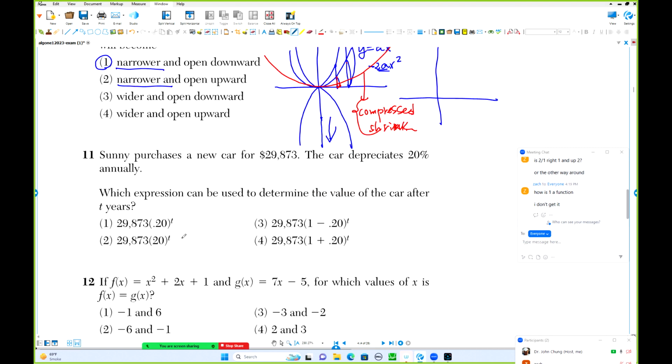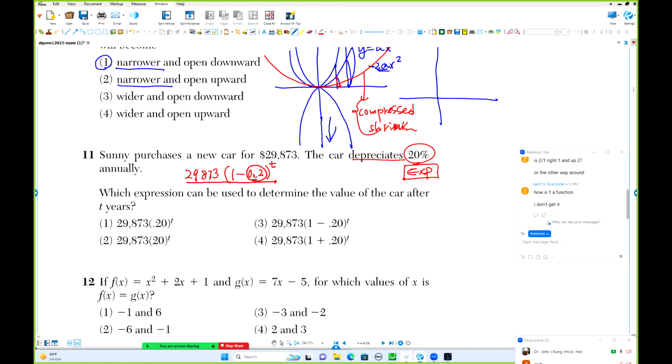All right, number 11. Sonny purchased a new car for $29,873. The car depreciated, going down 20% annually. 20% annually is what? Exponential. Percent increasing or decreasing is always exponential. How does it look like this one? 29873. This is the initial. 20% down means always 1 minus. Increase is 1 plus. 0.2 in decimal, right? 20%. And the t over here, right? That is the exponential function.